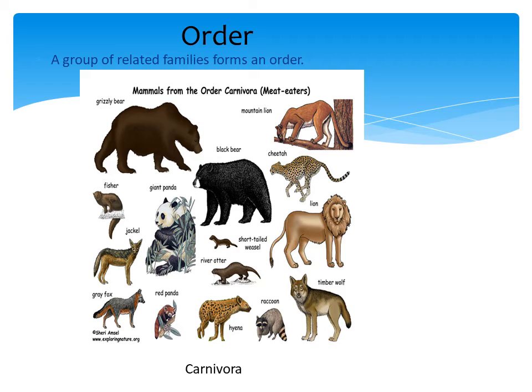The next higher category is that of an order. So, when related families come together, they form an order. Like the cat family, the dog family, the bear family, the raccoons, skunk, mongoose, all of them form different families. And when all these families come together, they form an order called Carnivora. So all of these families are meat eaters. Hence, they are placed in the order Carnivora.